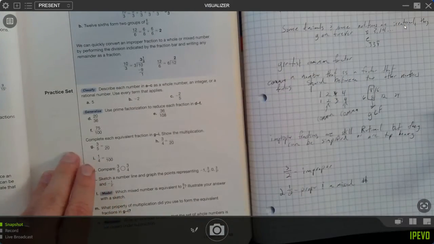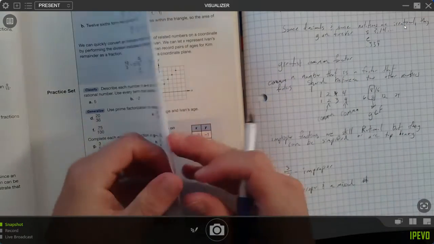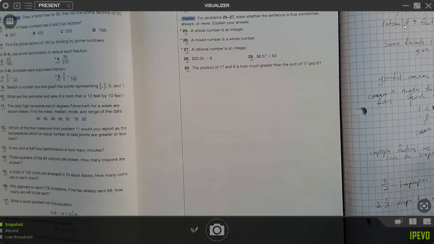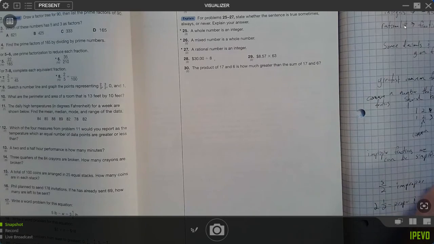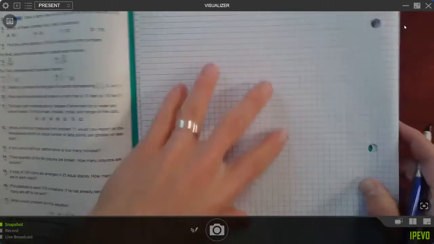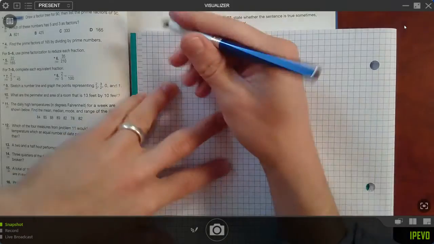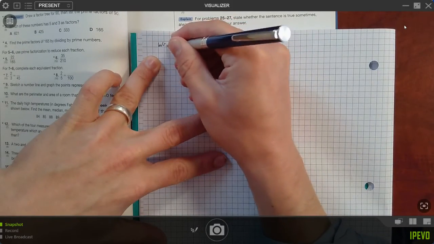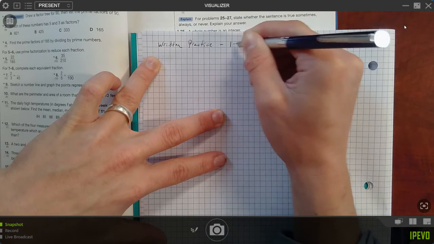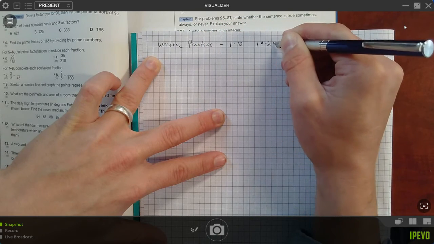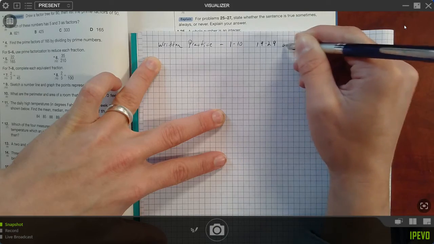So the practice set, I want you to do those, and then the work I want you to do is going to be 1 through 10 and 19 through 29 odd. Okay? So the written practice is 1 through 10 and 19 through 29 odd.